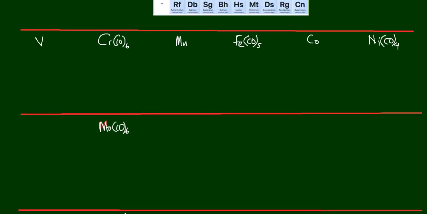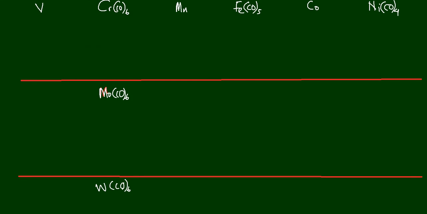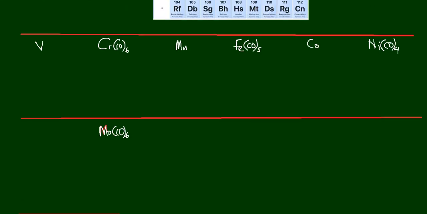In the third row we have tungsten, and I will write it here: W(CO)6. So all these have even atomic numbers and give mononuclear carbonyl complexes: chromium, molybdenum, tungsten. Then in the iron group we have other elements.